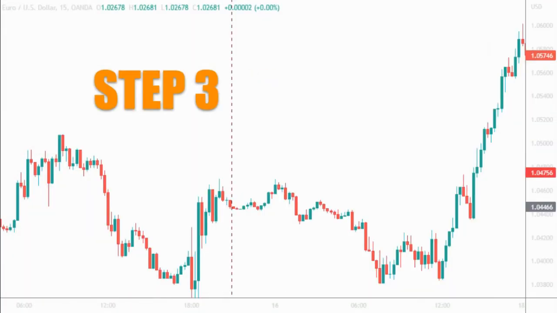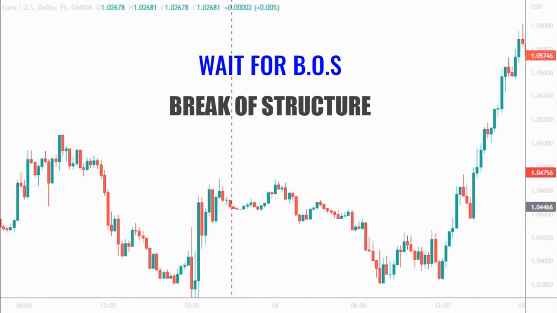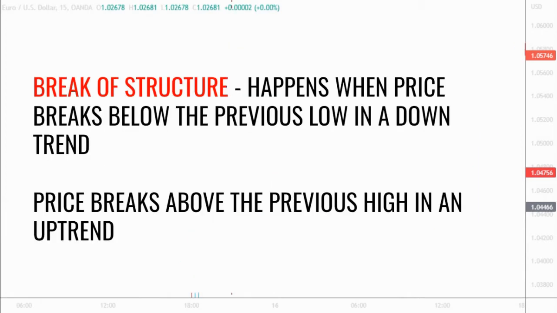Step 3 of applying the strategy. Now, after you have determined your trading range in step 2, you need to wait for break of structure. A break of structure happens when price breaks below the previous low in a downtrend, or when price breaks above the previous high in an uptrend.